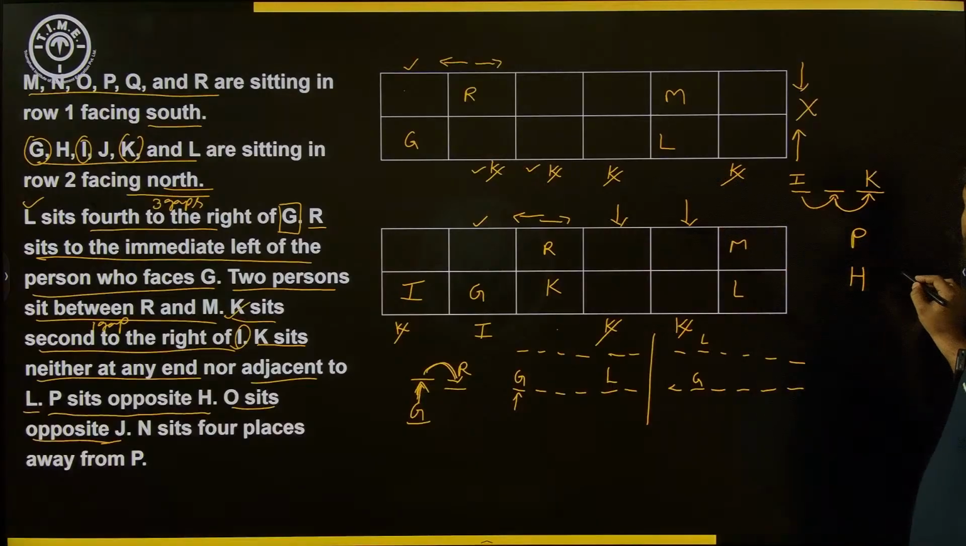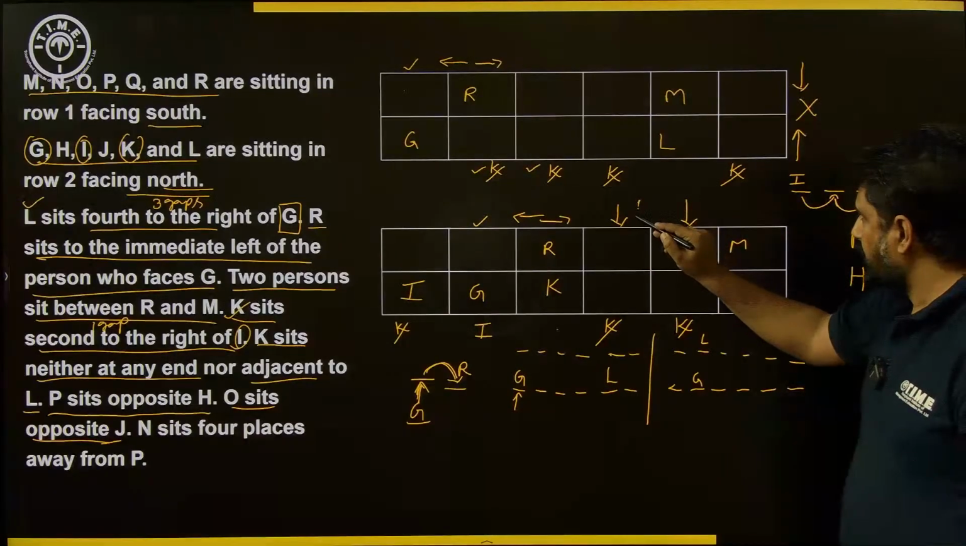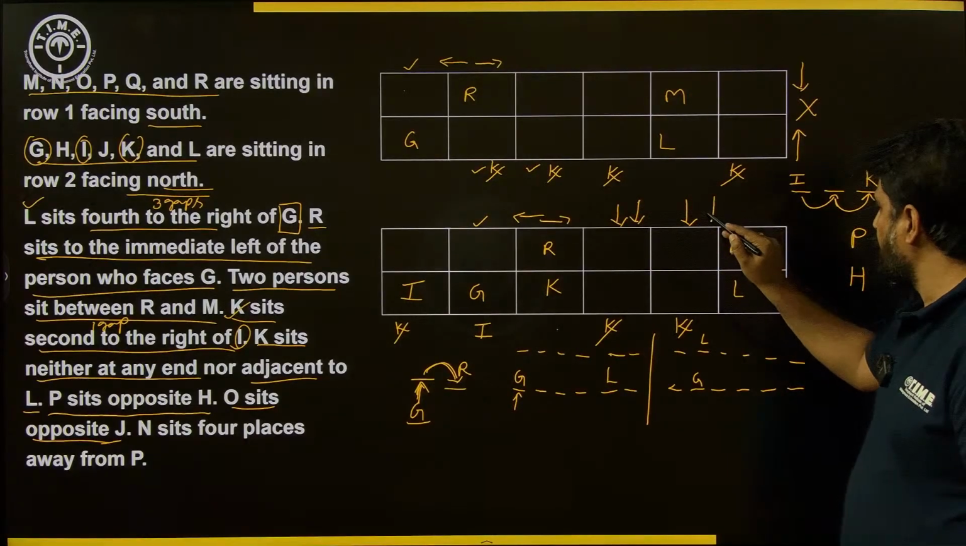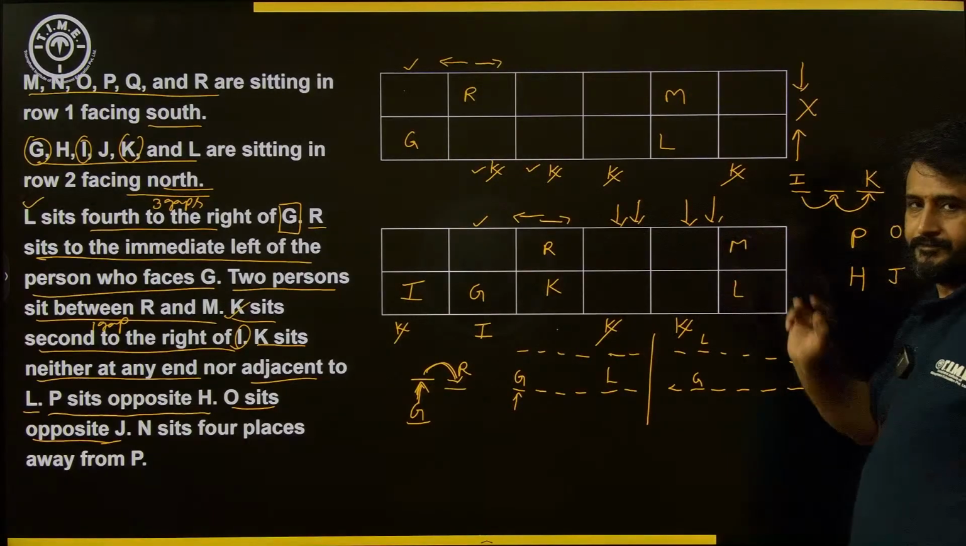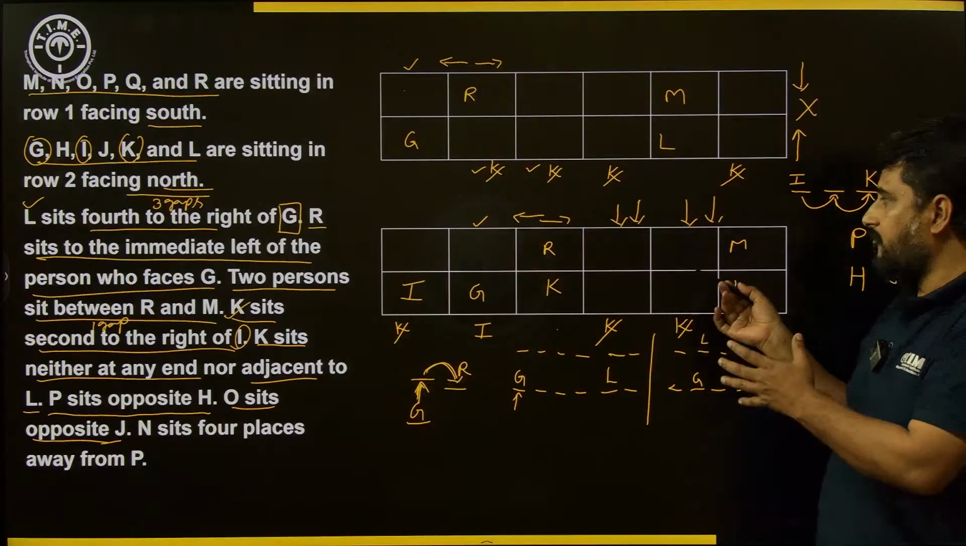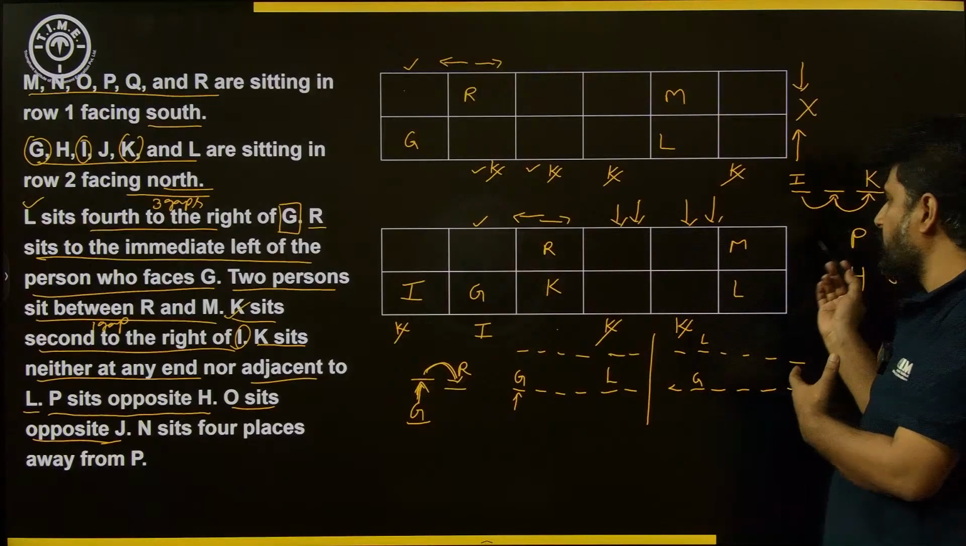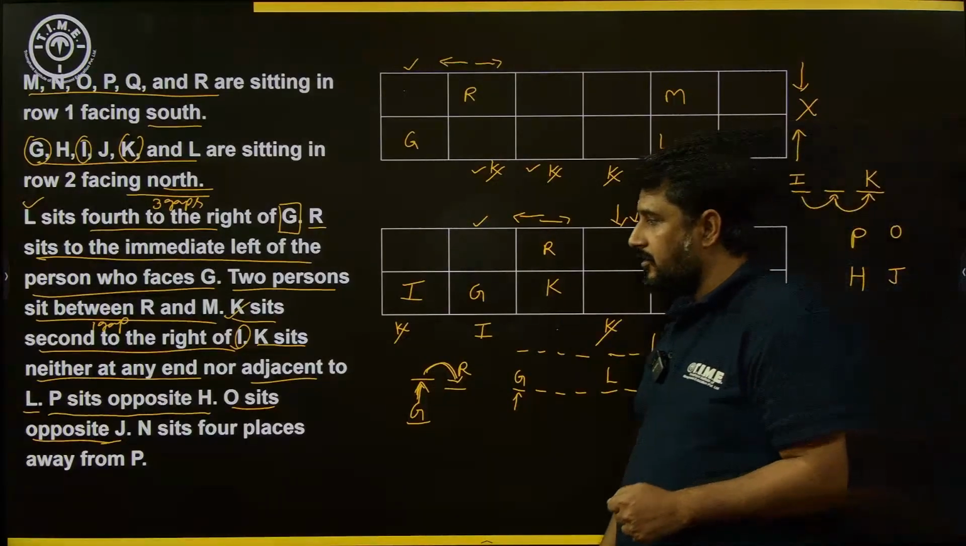J is facing towards north and O is facing towards south. Again, these two places we may give for OJ. Right. So we cannot exactly fix PO positions. But we have a last clue. What is that?